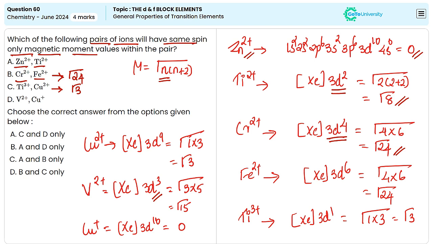So from all these 4 pairs, only 2 pairs have the same value of magnetic moment. They are B and C. So from these options, the correct answer is option D.